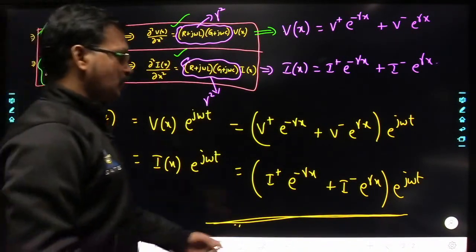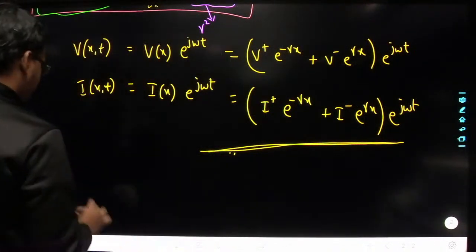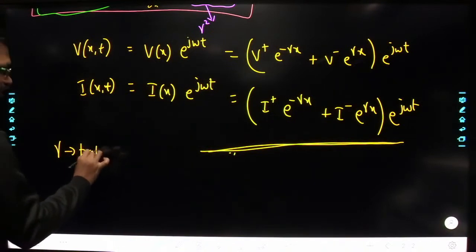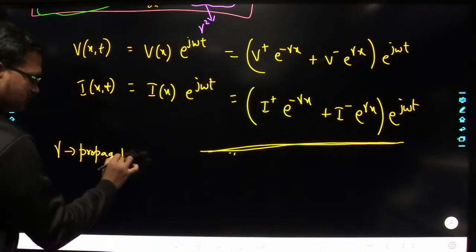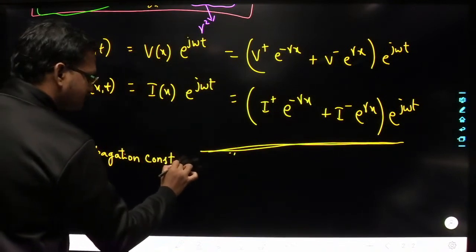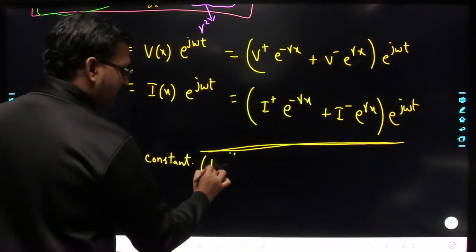Now see here, I have told that this gamma is called the propagation constant. Its units are per meter.